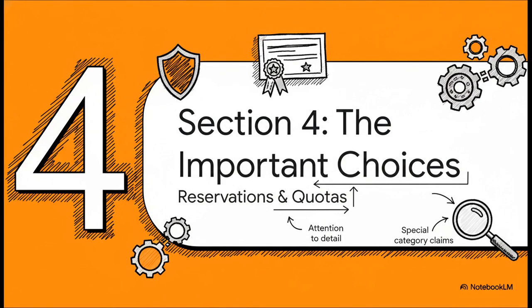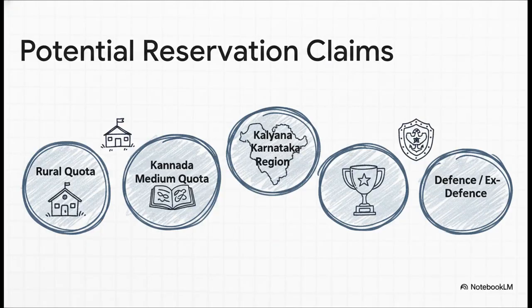We're making great progress. Now we're moving into Section 4, and this is a big one. It's all about the important choices you'll make when it comes to reservations and special quotas. This is where you really need to pay attention to the details. You're going to see a list of the main reservation categories you might be eligible for. If any of these apply to you, you'll go ahead and select them in the application. Just remember the golden rule here. You'll need the official documents to prove any claim you make.